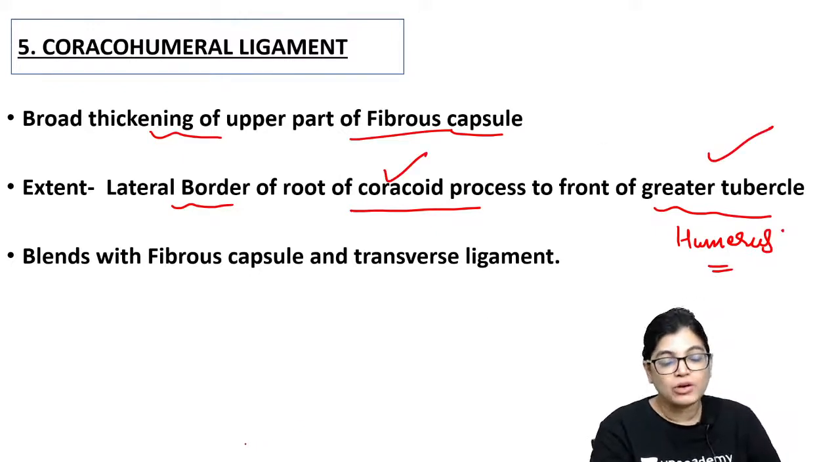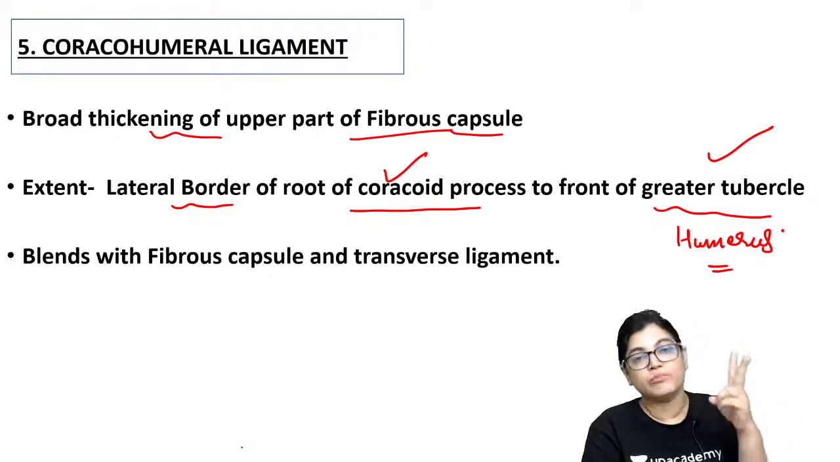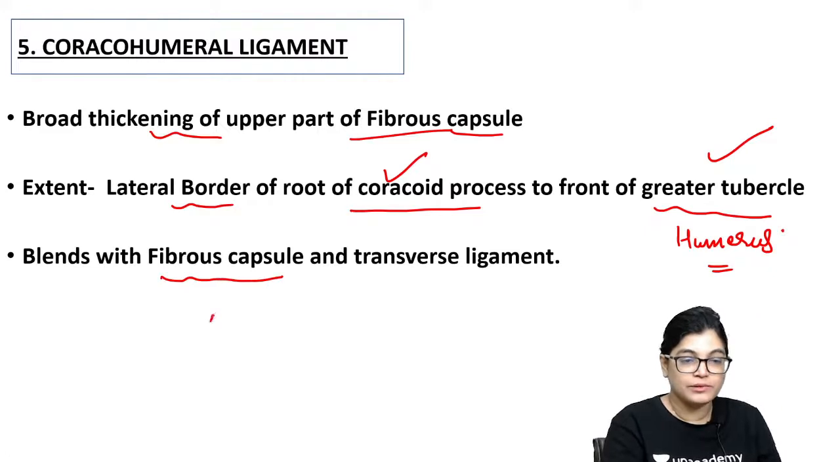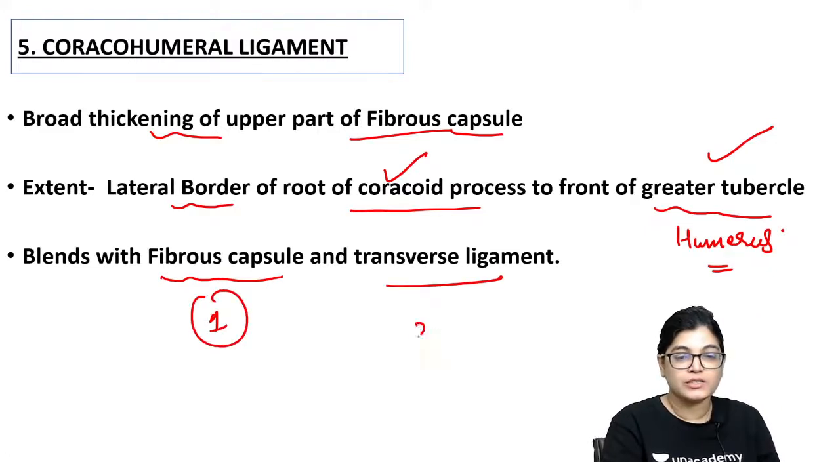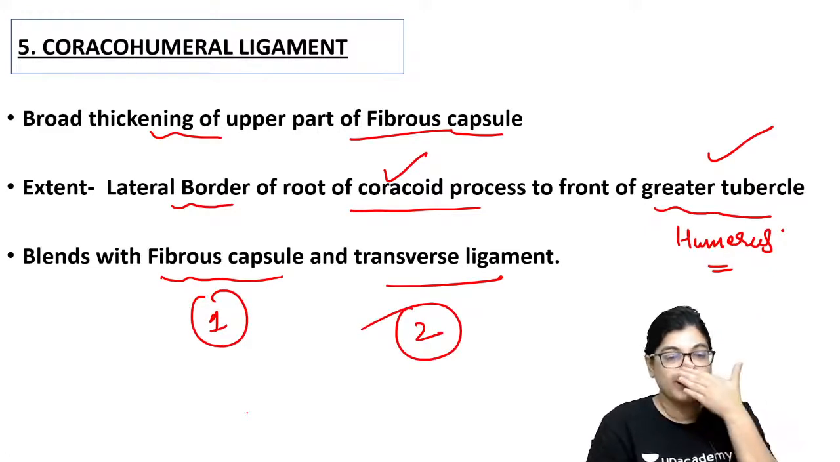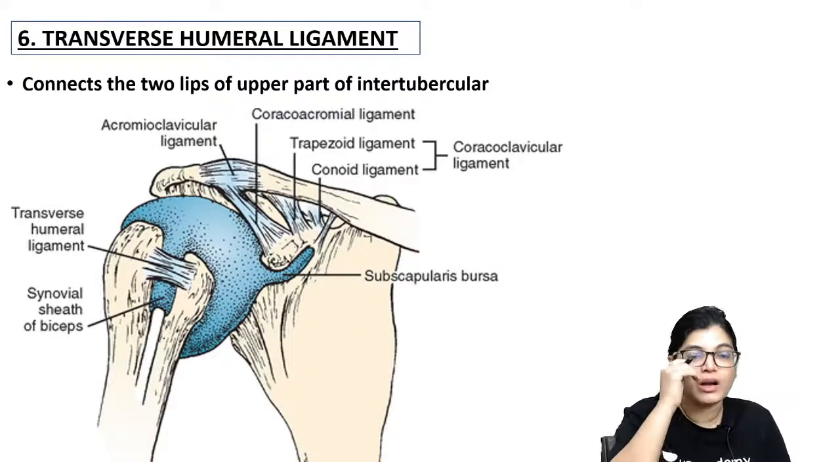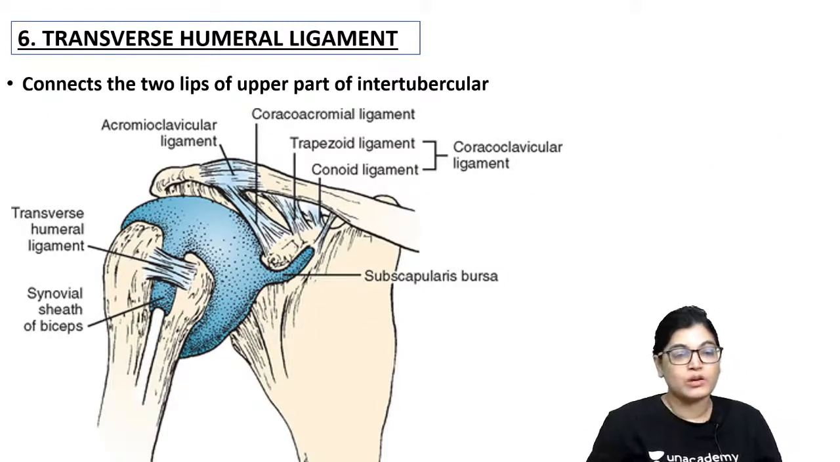Now, another important thing is that it is blending with two important structures in relation to the shoulder joint: the fibrous capsule and the transverse humeral ligament. Now moving on, the next ligament which I want to show you is the transverse humeral ligament.